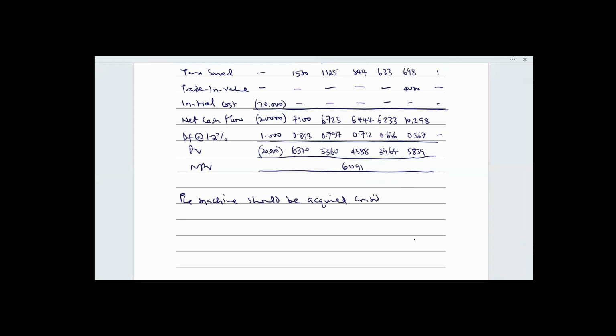Considering the positive NPV of 6,081 naira. That's it. So we then move to part B of the question.